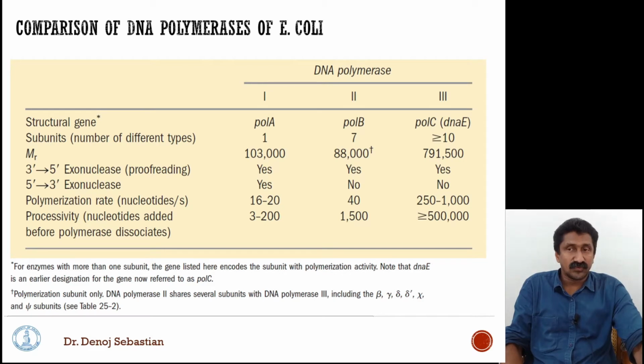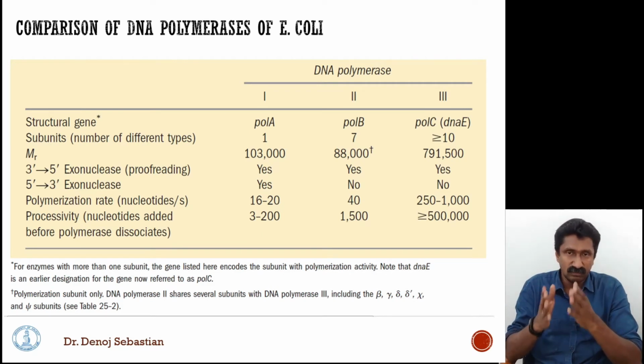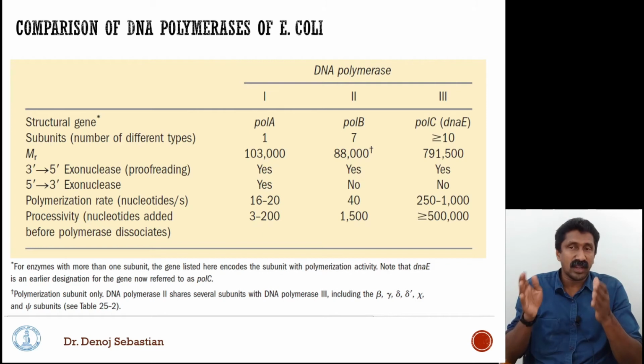3' to 5' exonuclease activity, then 5' to 3' exonuclease activity. Exonuclease activity is the ability of a polymerase enzyme to excise off or remove nucleotides from the extreme ends of the DNA, not in between. Strands broken in between are not considered, but if a polymerase is removing the base pairs one by one from the end portion of the DNA, then they are known as exonucleases.